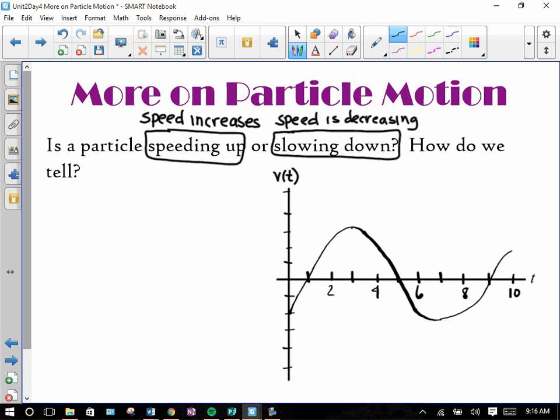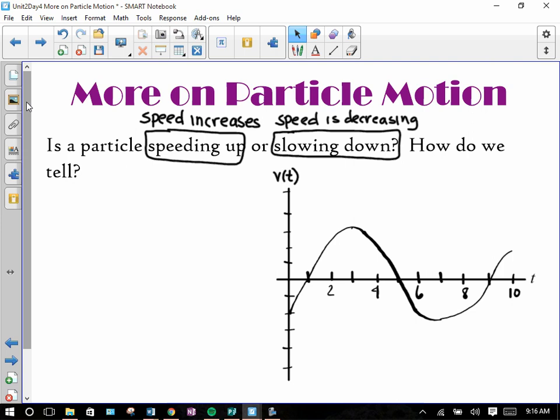Now, right now, we have a graph of the velocity. And the velocity graph is not our speed graph because velocity can have a negative value, but speed does not have a negative value. And we know that speed is the absolute value of velocity. So we want to take our velocity graph and get a graph of our speed. We want to figure out when this particle's speed is increasing and when it is decreasing. So how can we do this?